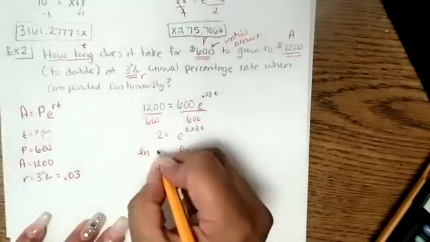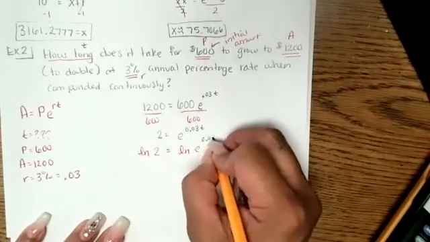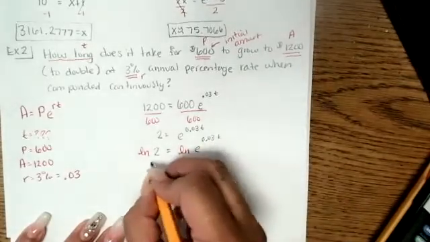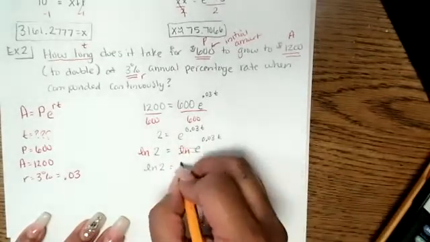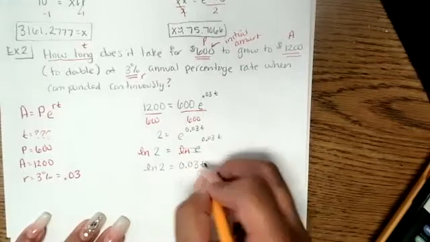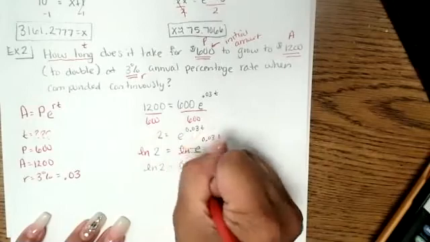So here's going to be ln of 2, ln E to the 0.03t. So on the left side, I'm left with ln of 2. On the right side, the ln and the E cancel, and I'm left with 0.03t. Now you're solving for t, so go ahead and divide both sides by 0.03.